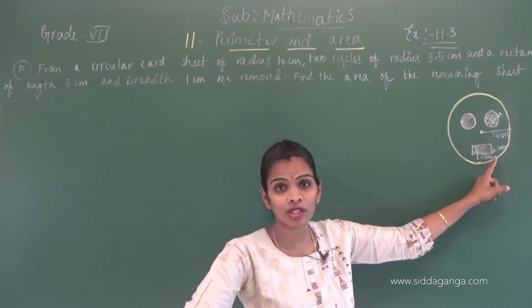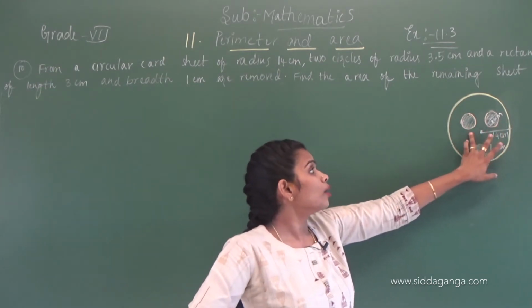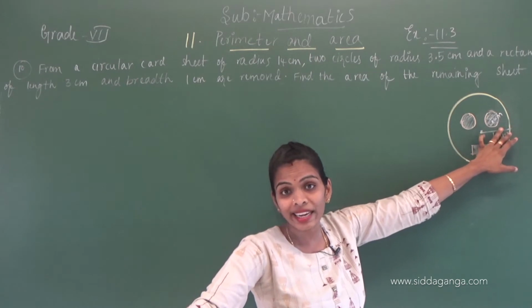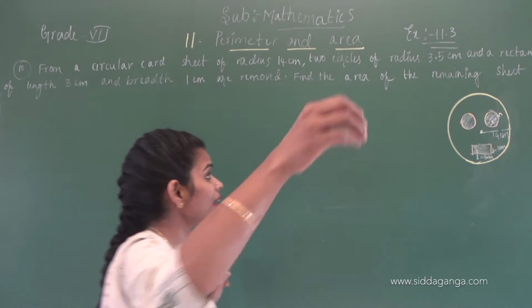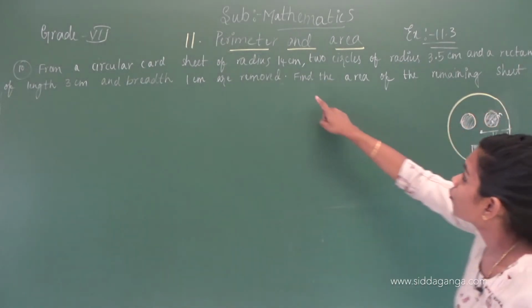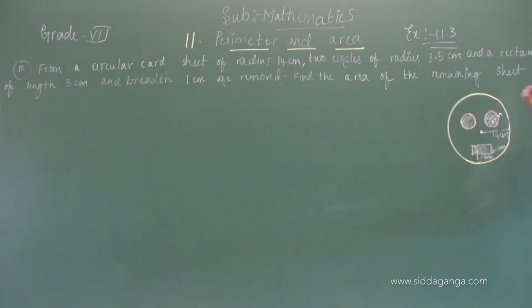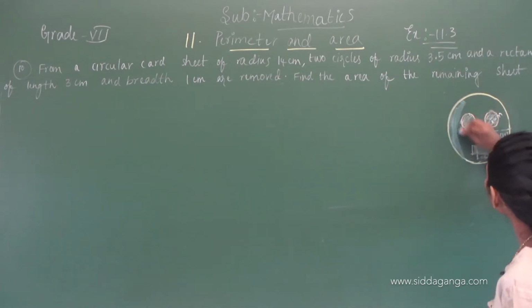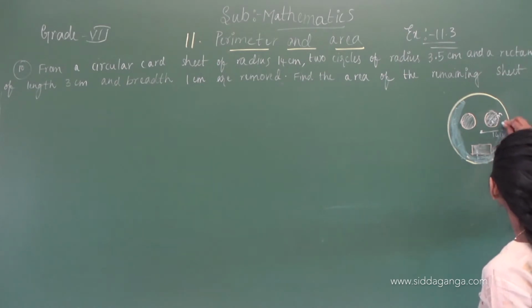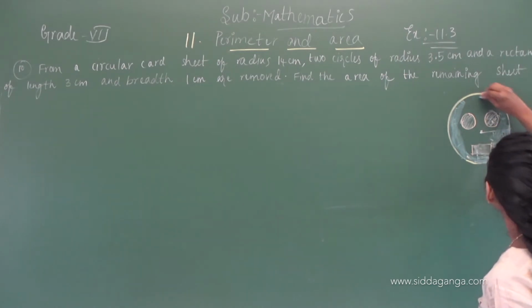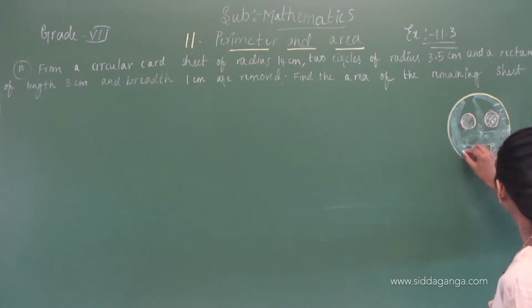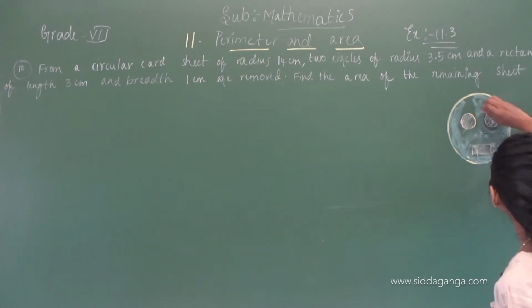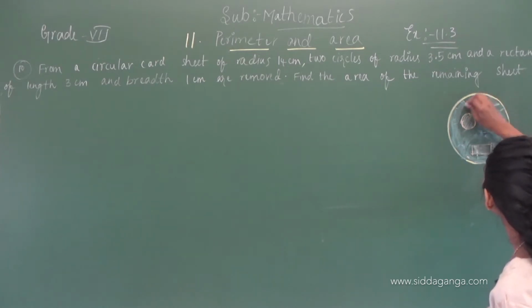The rectangle dimensions they are giving. Two small circles' dimensions, that means the radius, also they are giving. What they are asking is to find the area of the remaining sheet. Here the area is there, correct. The remaining card sheet in the circular card sheet, we have to find this shaded area.